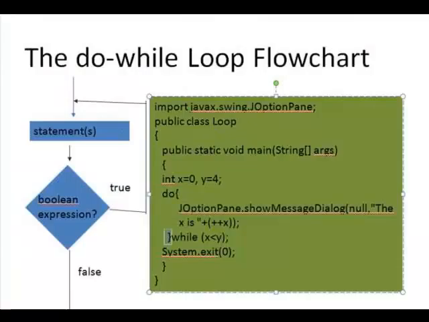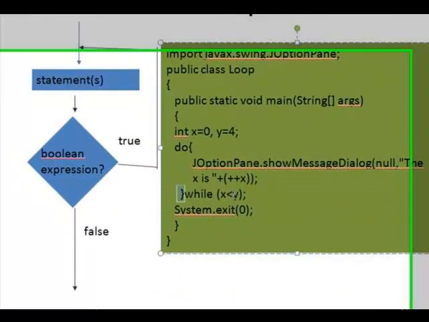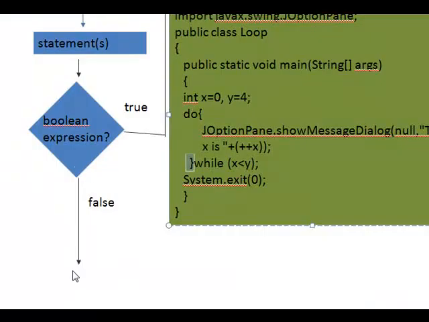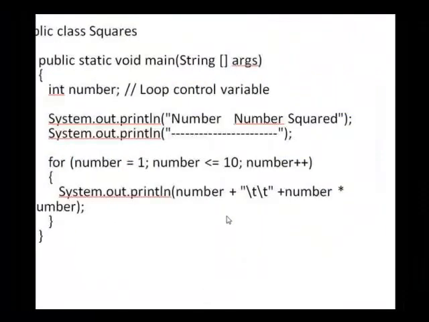Here's the same example with the format of the flowchart. The Boolean expression is compared right here. If the condition is true, you go to the loop and execute the statement, as you're going to see right here. And if the condition x less than y is not true, that is, x and y are equal or x is greater than y, you're going to terminate and exit from the loop.